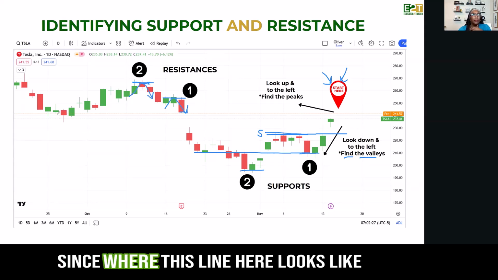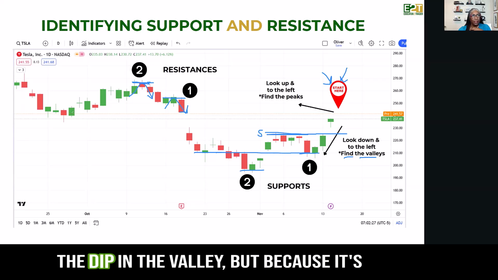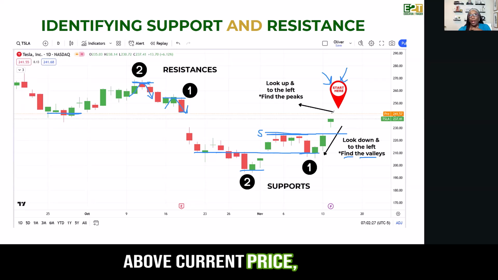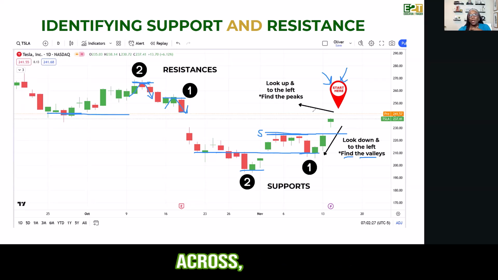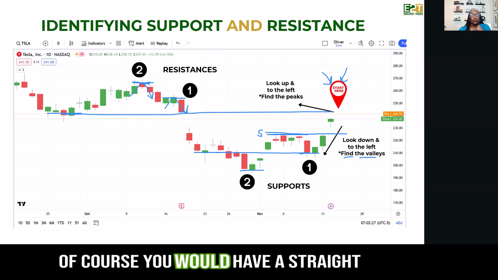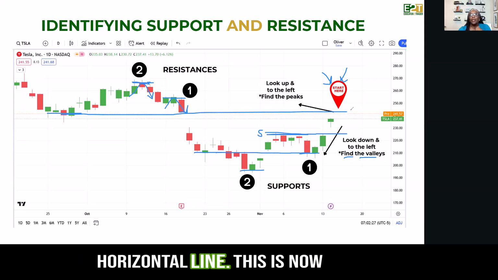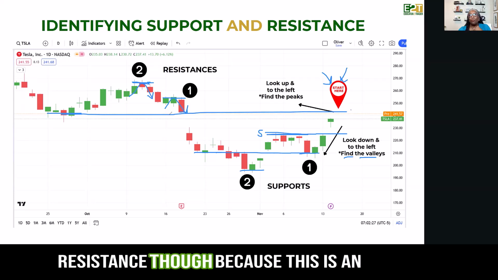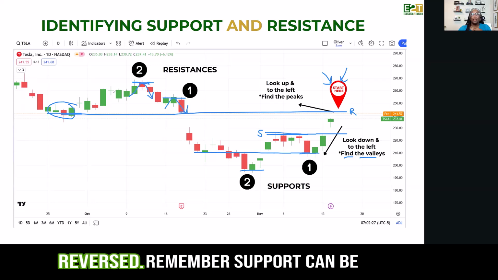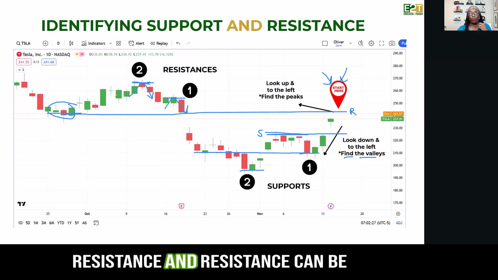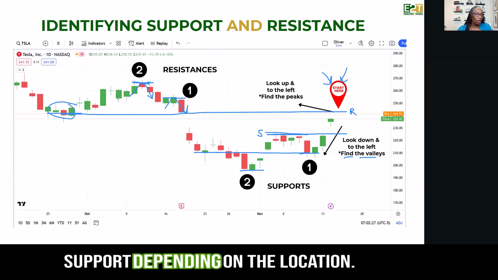This line here looks like a dip in the valley, but because it's above current price, if we were to drag this all the way across, of course you would have a straight horizontal line. This is now resistance though, because this is an area that price came down and reversed. Remember, support can be resistance and resistance can be support depending on the location.